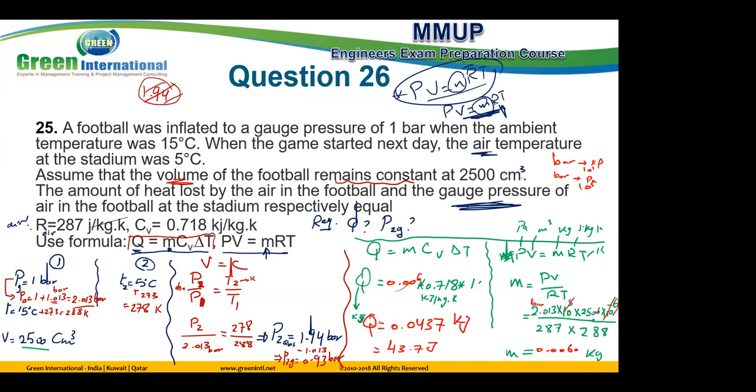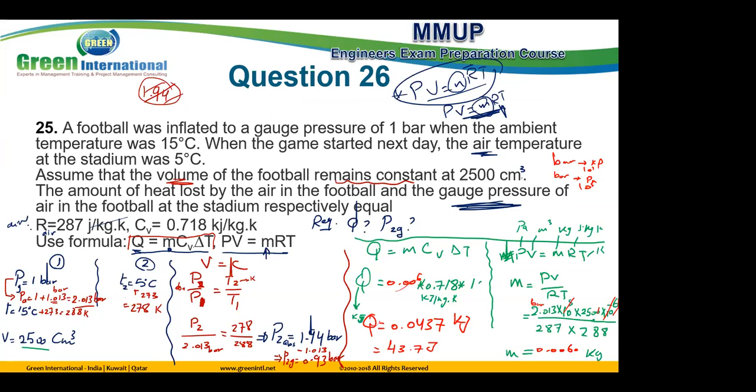I need 2 Pascal, not kilopascal. Pascal. Yes, okay, because kilo is not standard. Standard is without kilo. Any question?